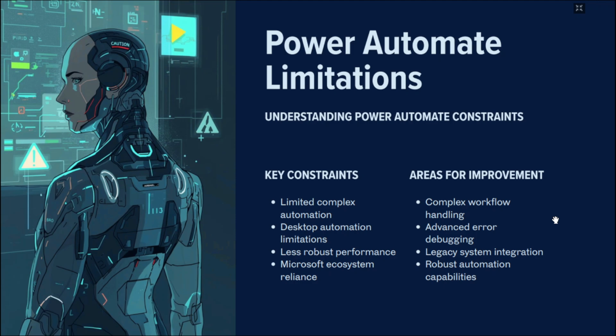If we look into the Power Automate limitations, the key constraints are limited complex automation. Basically, you can do very simple automations; in the current version of Power Automate, they have limited complex automation capabilities as compared to UiPath. Desktop automation limitation: there's a desktop version available, but again it has limited activities and features as compared to UiPath. Less robust performance: performance-wise, it's not much at par with UiPath.